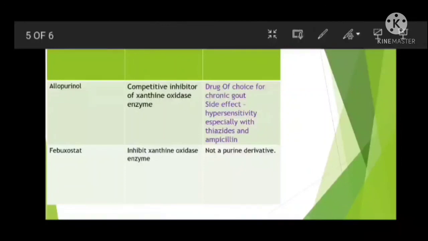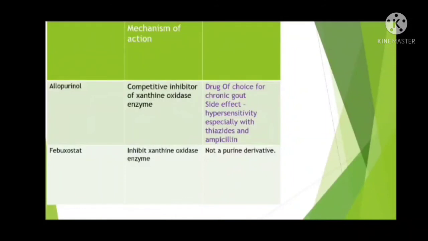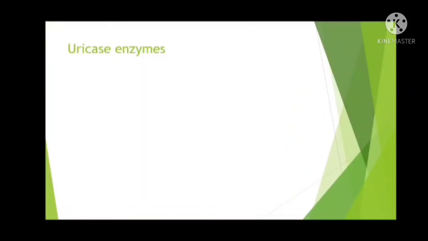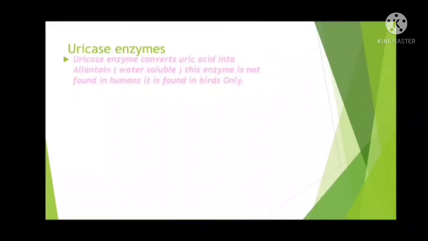And the last group of drugs we have is uricase enzyme. Uricase enzyme is not found in humans, it is found only in birds. That's why birds do not develop gout, because uricase enzyme further metabolizes uric acid into a water-soluble compound known as allantoin. So let's look at the examples: rasburicase and pegloticase. Pegloticase has a longer half-life because we have added polyethylene glycol.